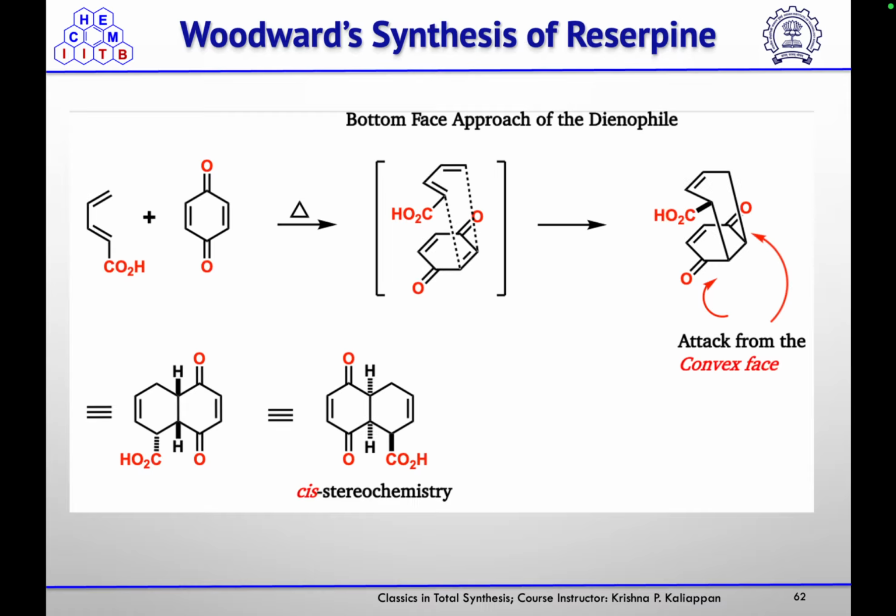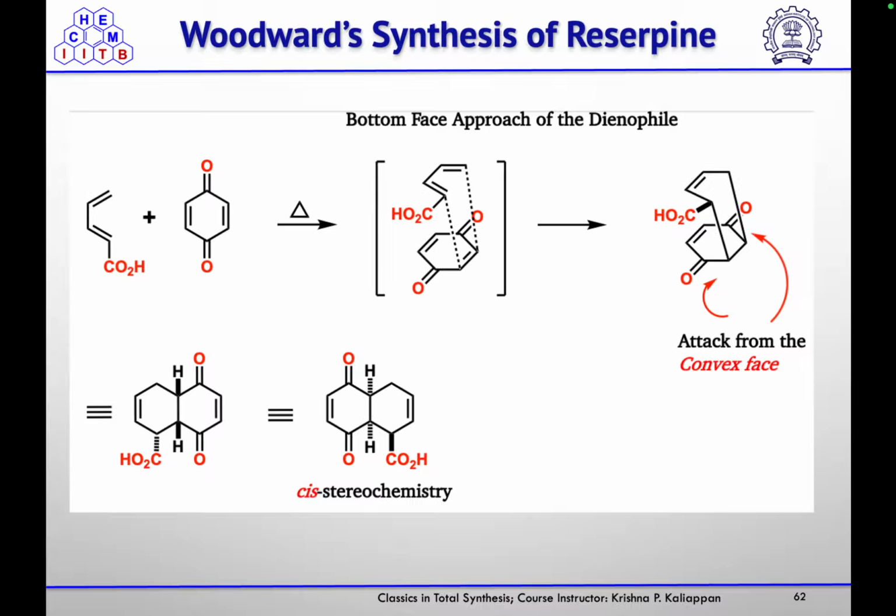So Woodward wanted to use the Diels-Alder reaction. For the Diels-Alder reaction to take place, there are two approaches. If you consider your diene in one plane, then the dienophile can approach from the top face, or it can approach from the bottom face. So there are two approaches for any dienophile to approach the diene.